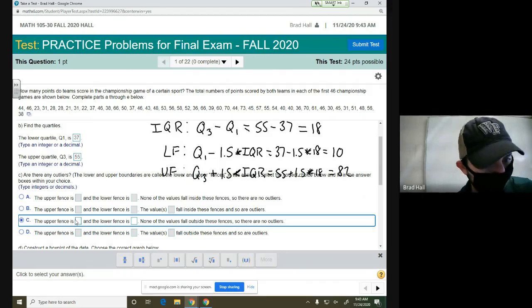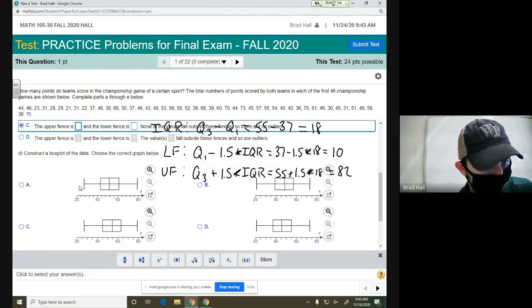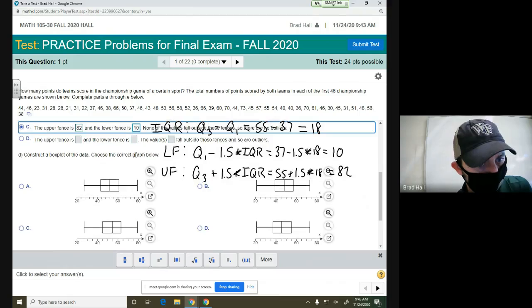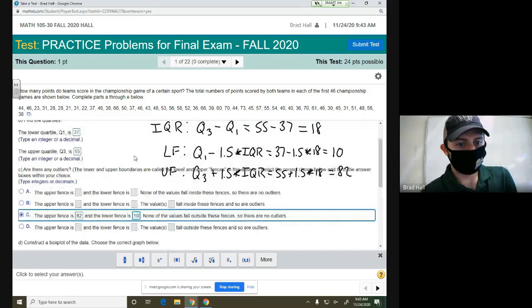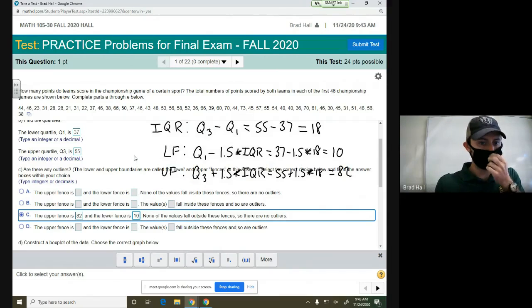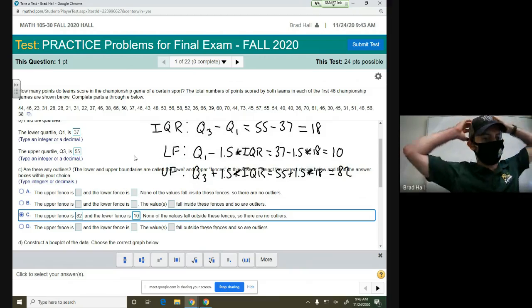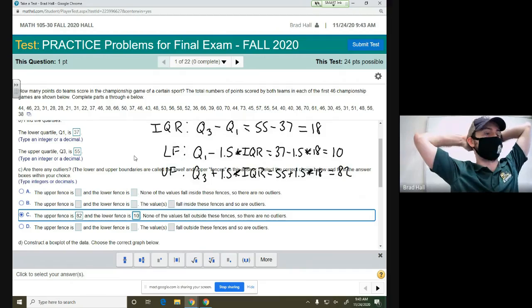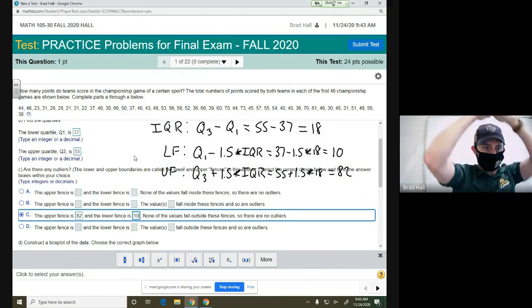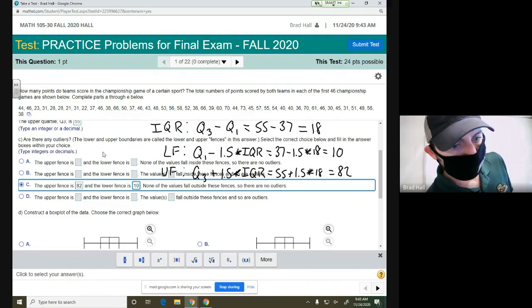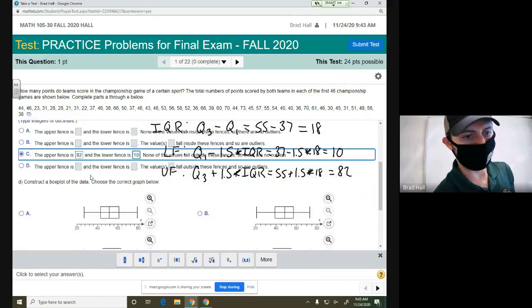So I'm going to pick answer choice C. So the upper fence is 82 and the lower fence is 10. And I'm selecting the one that says none of them fall outside the fences instead of inside the fences. Because outside the fence would be outliers. But none of them fall outside of the fence. Everything is within the fences. So from here, we can go ahead and also construct a box plot.